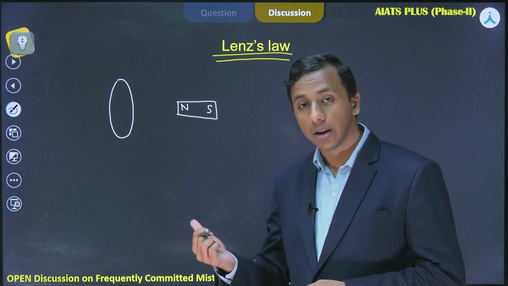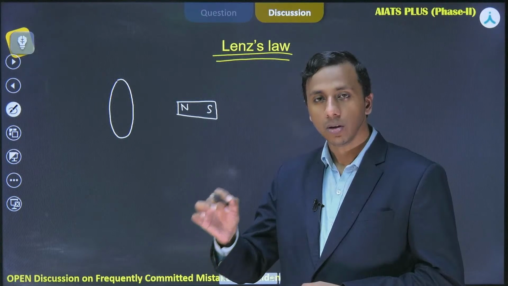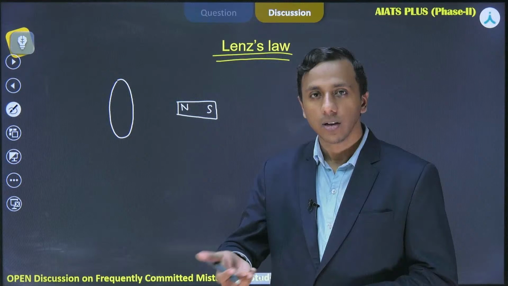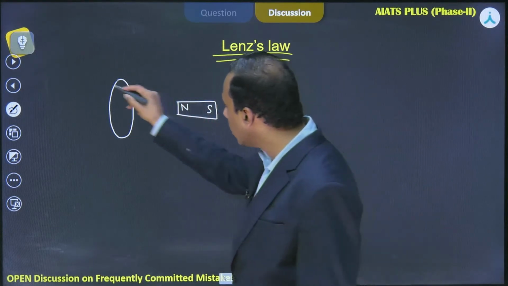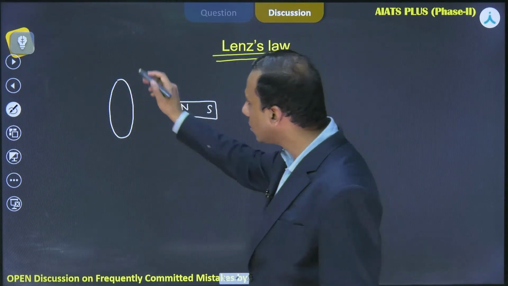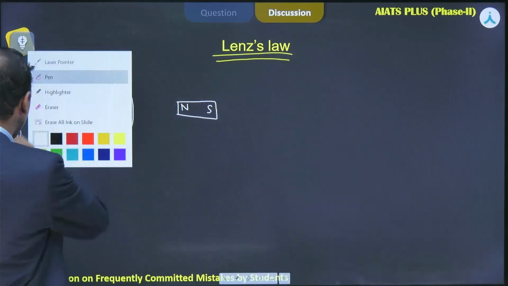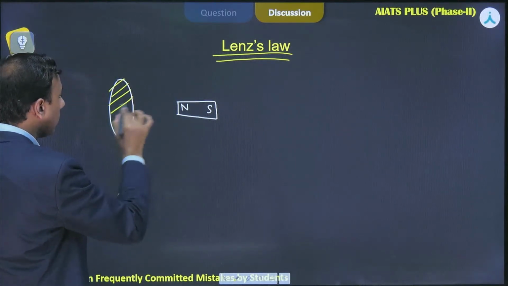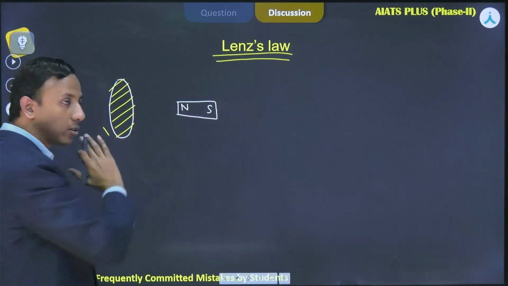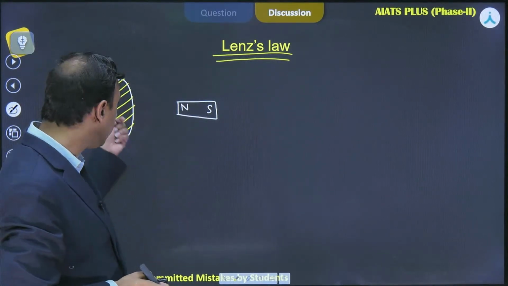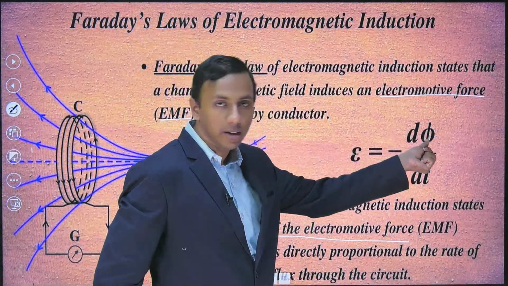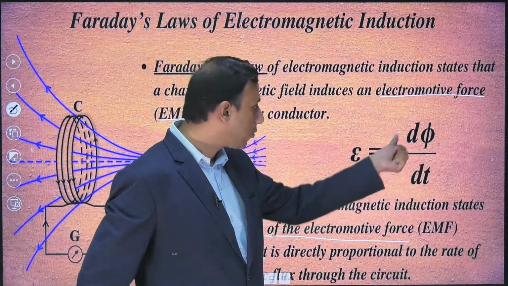Because Faraday's second law said EMF induced is equal to minus d phi by dt. So for d phi by dt, you need a changing flux. For a changing flux, you need a different number of magnetic field lines to penetrate this cross section. If I draw the cross section of that conductor, the flux has to change through this loop, only then will EMF be induced. Let me repeat: phi needs to change with respect to time, only then will EMF be induced.